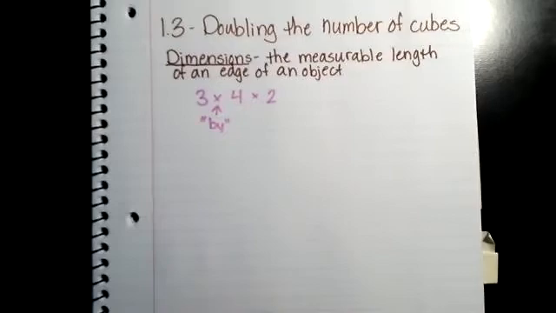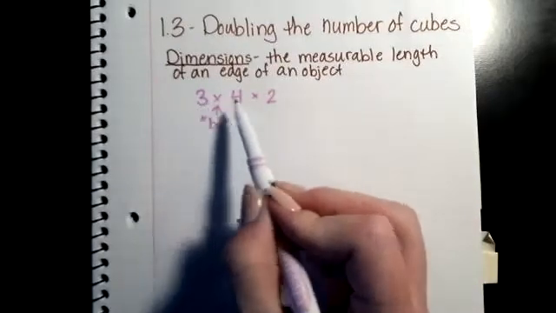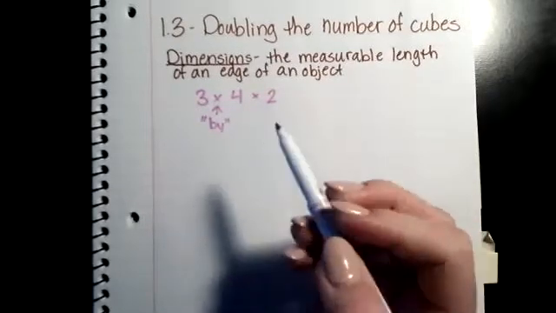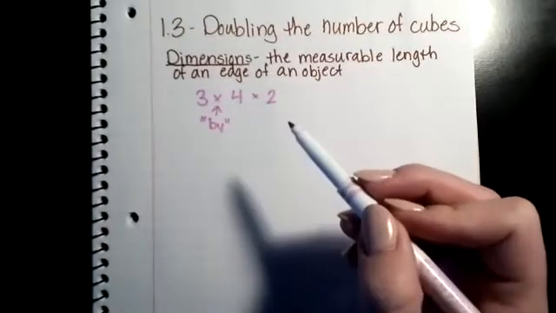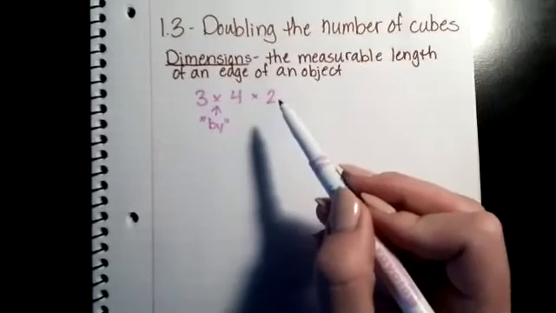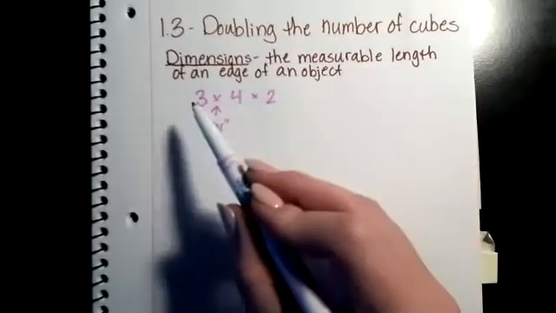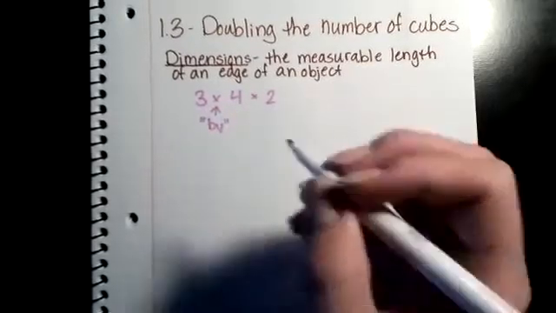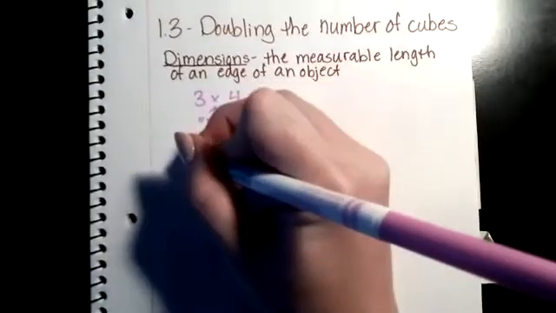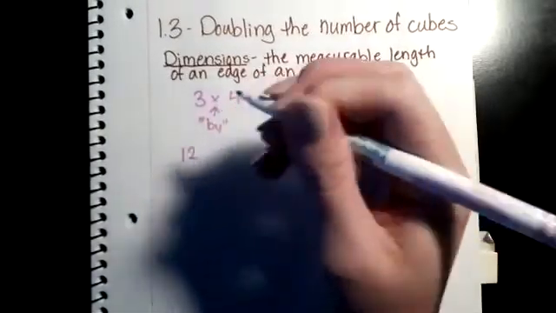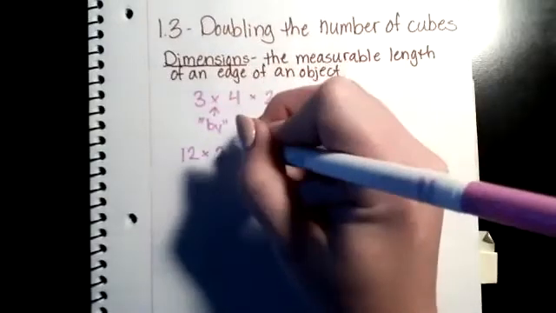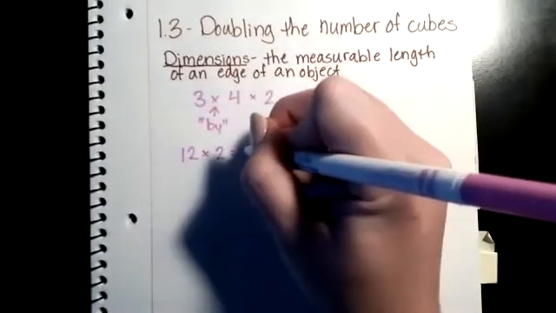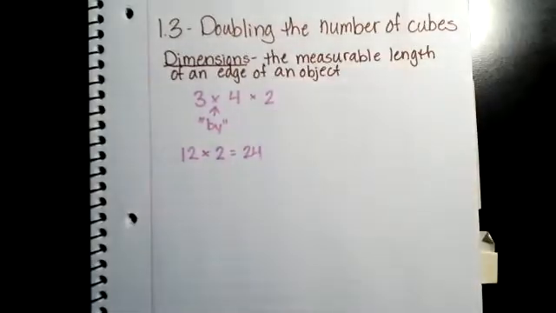So I have 3 by 4 by 2. Well, if I need to make sure that my new box can hold twice as many, I need to find out first how many this can hold before I can find out what twice as many is. So 3 by 4 by 2, I'm going to go ahead and multiply that out. 3 times 4 is 12, and then times 2 is going to be 24.